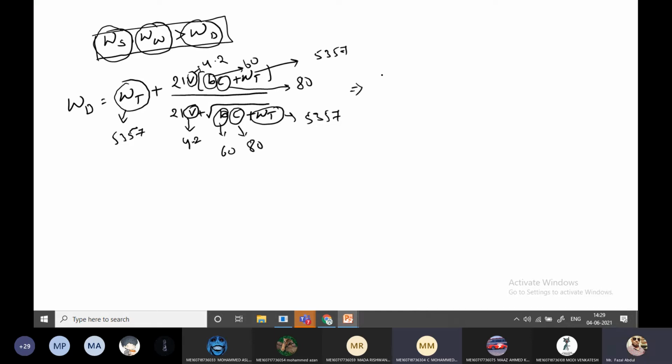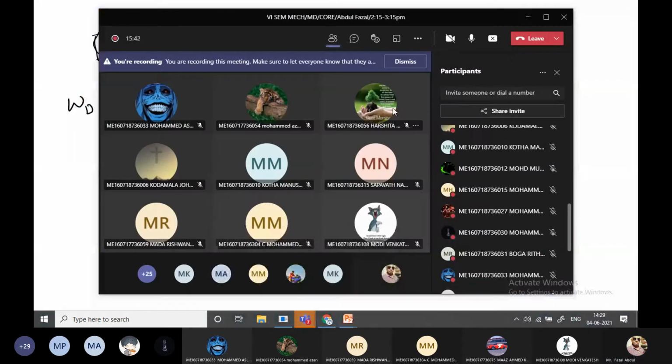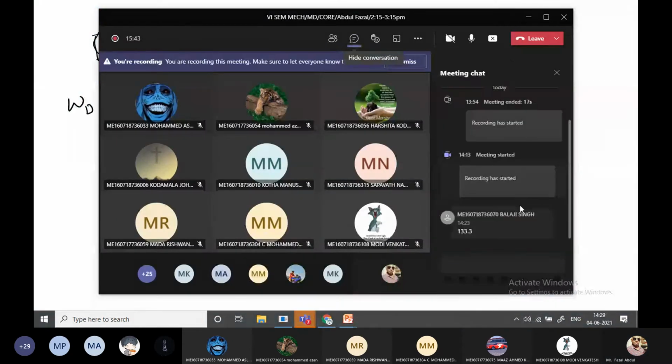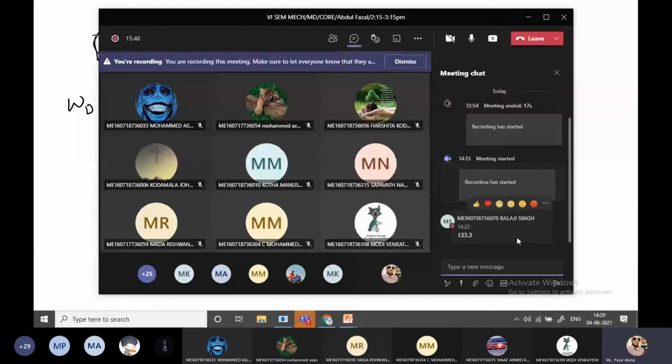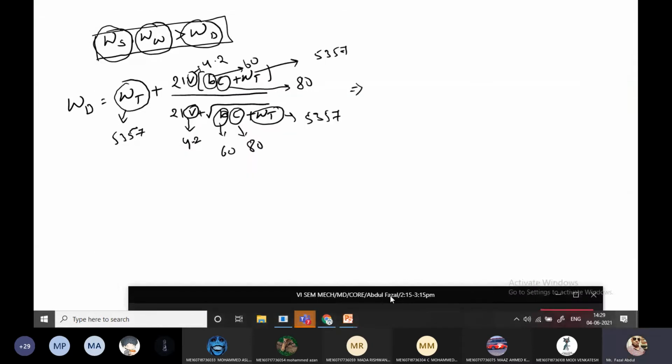Please repeat again. Please repeat, Babu, again. Tell me the WT value. If you are unable to speak, you can write in the chat box, Babu. Do it fast. WT value, how much? Everything is written on the screen.